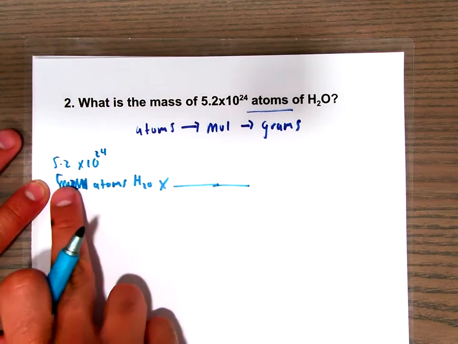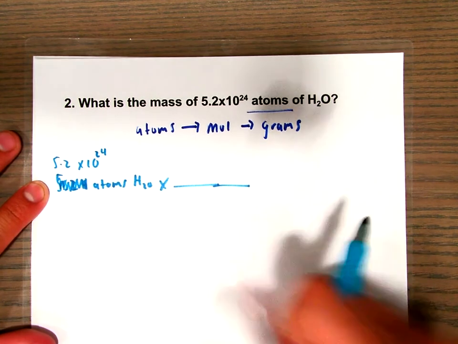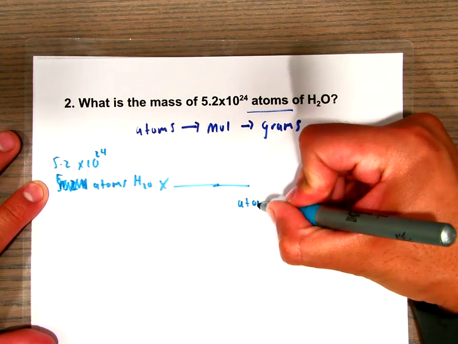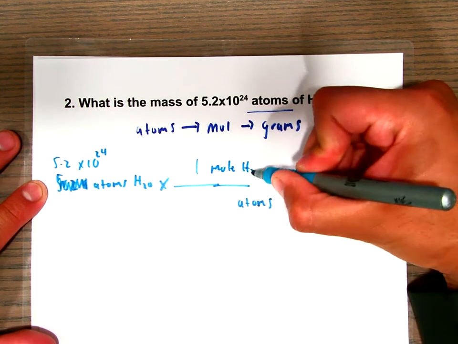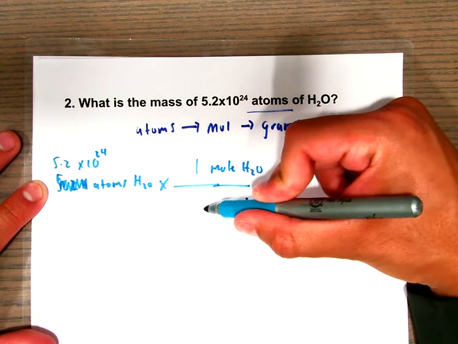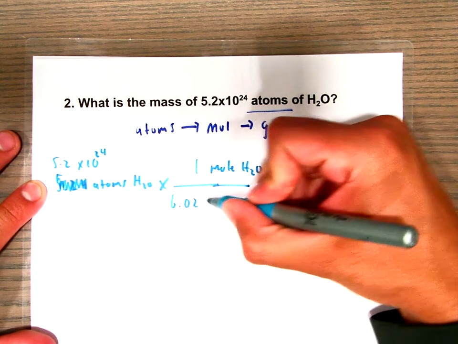Okay, so we have 5.2 times 10 to the 24 atoms, and we're going to go ahead and put Avogadro's number in the bottom, right? Because if we start with atoms, then we want atoms in the bottom. So we have atoms in the bottom, and what we want goes on top, which is 1 mole of H2O. Well, we know 1 mole of H2O always equals a certain amount of atoms, which is Avogadro's number.